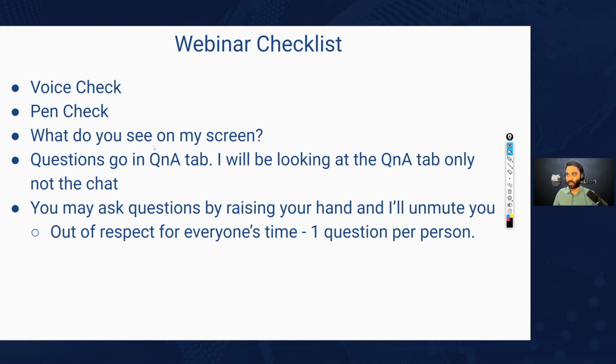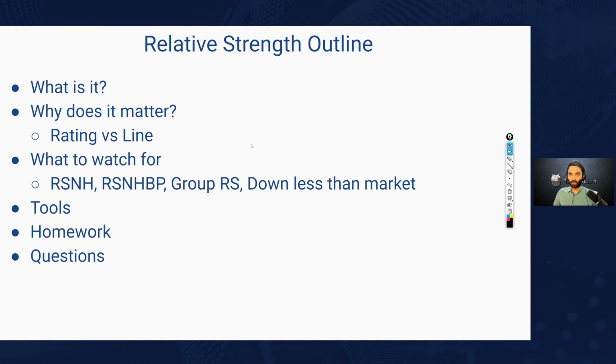So I'll begin. What is the outline for today? Relative strength, what is it? Why does it matter? The rating versus the line, that's a question that we get a lot. What matters more from my perspective? I'll present that and my thoughts.